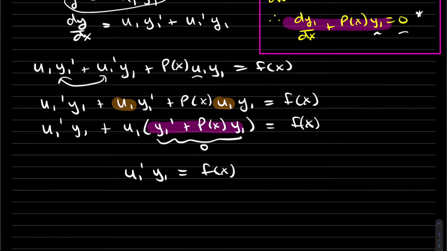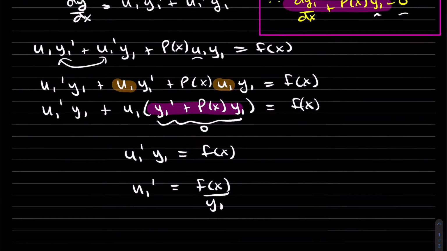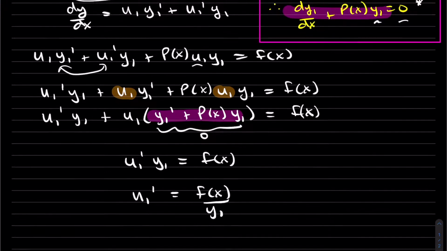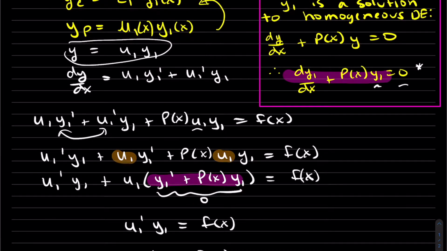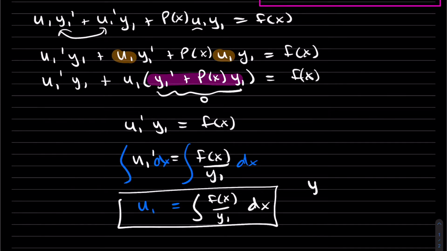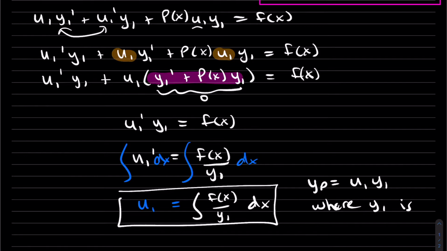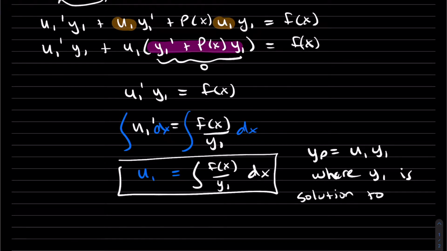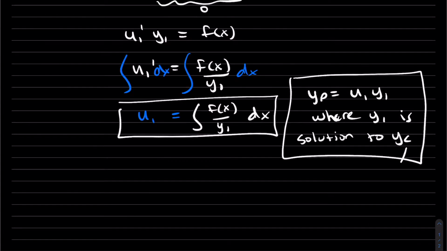So we can solve for u1 prime. Not really too worried about memorizing what this is equal to, but remember our solution, once we find u1, we have found our y particular solution. So all we would have to do is integrate in terms of x, and there's a formula that we have for u1. But again, this is for a first order DE. And my yp would be u1 y1, where y1 is our solution to the corresponding homogeneous.